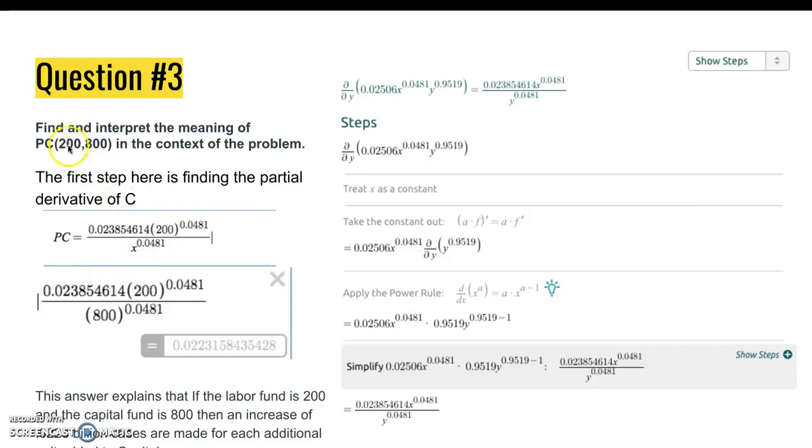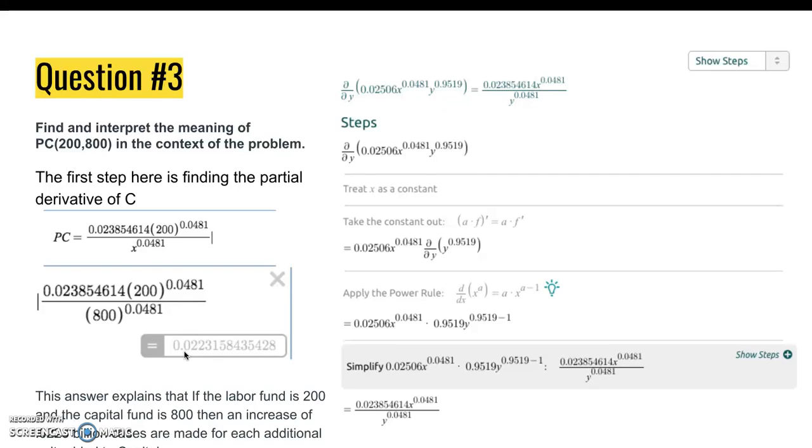So then we plug in 200 million and 800 million into our problem, and we get the number 0.0223 billion cases of soda. So this answer explains that if the labor fund is 200 million in expenditure, and the capital fund is 800 million in expenditure, then an increase of 0.0223 billion cases are made for each additional unit added to capital.